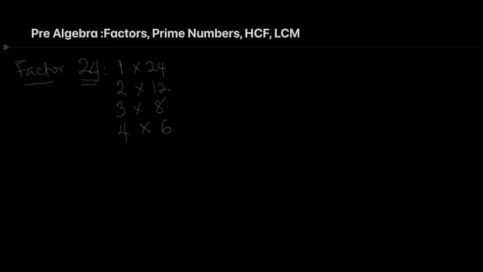And then we go to 6, and can 6 multiply with any number to give 24? Yes, and that is 4. And then when you look at this part, you notice it's the same, it's only just inverted. And at this point you can basically stop and take all the numbers and say they are factors of 24. So for the number 24, what are the factors? The factors are equal to 1, 2, 3, 4, 6, 8, 12, 24.